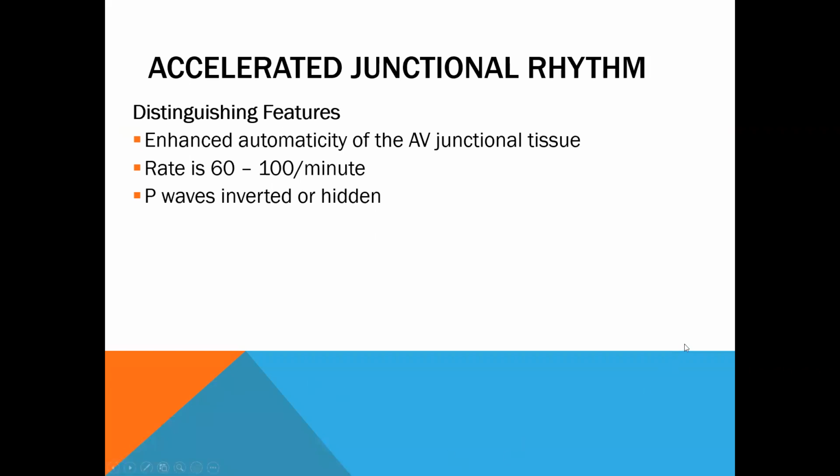Then the rhythm can start speeding up. And when it speeds up, it's called an accelerated junctional rhythm. So again, no P wave or it's inverted. But you'll notice that the rate is not fast. It's like a normal sinus rhythm kind of rate. So that's called accelerated junctional rhythm.